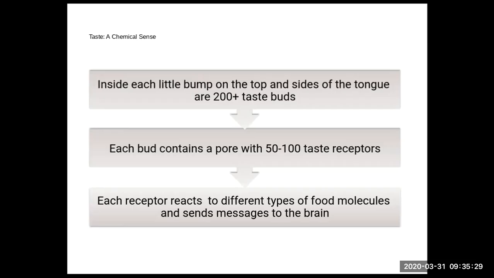Each receptor reacts to the different types of food molecules, sweet, salty, bitter, sour, and umami, and sends messages to the brain. It goes through the thalamus and to underneath the frontal lobe of the brain in an area we call the gustatory cortex. The signal is amplified by the brain and the thalamus, and it's relayed to this area underneath the frontal lobe, just above the nose.